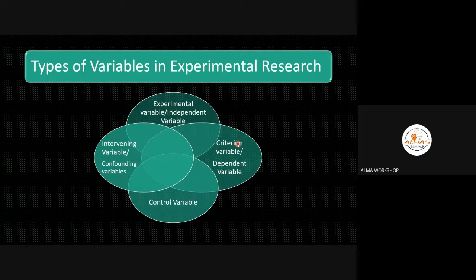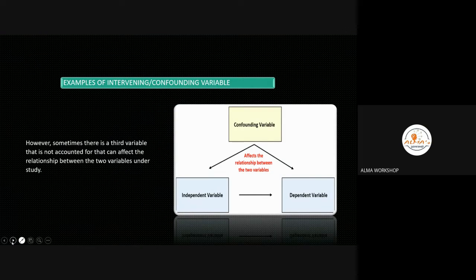So the dependent variable is otherwise called the criterion variable. The independent variable is otherwise called the experimental variable. In between these two, we have an intervening variable. I have given lots of examples for the intervening variable. It is otherwise called the confounding variable. All this we are supposed to understand. And you also have a control variable when you discuss the experimental research design. So first we'll understand what an intervening or confounding variable is.